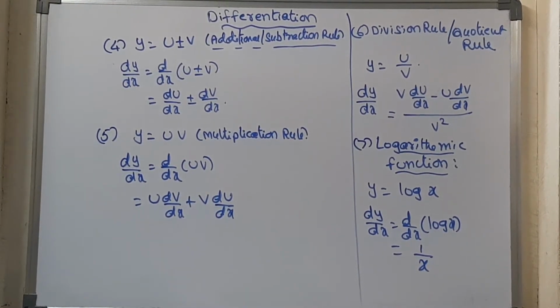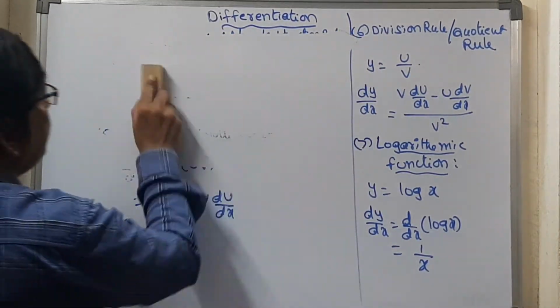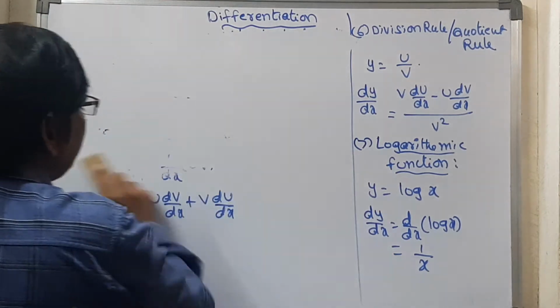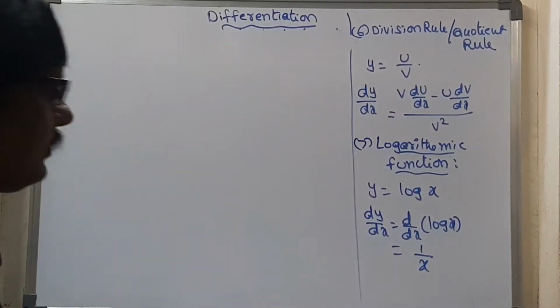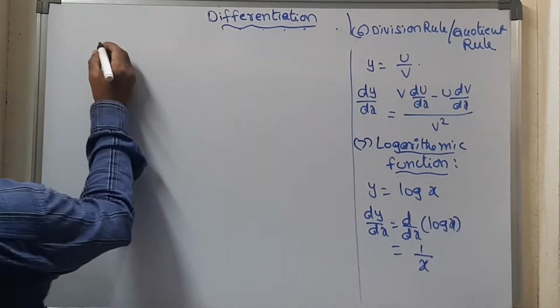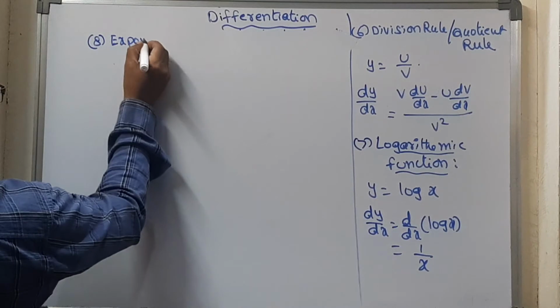Remaining part we will discuss. Now let us go with another one, that is the exponential form. Exponential form we will take. What is this exponential form? See, this is the exponential form.